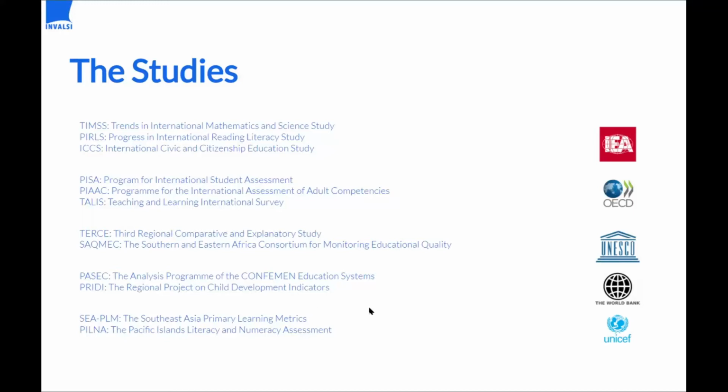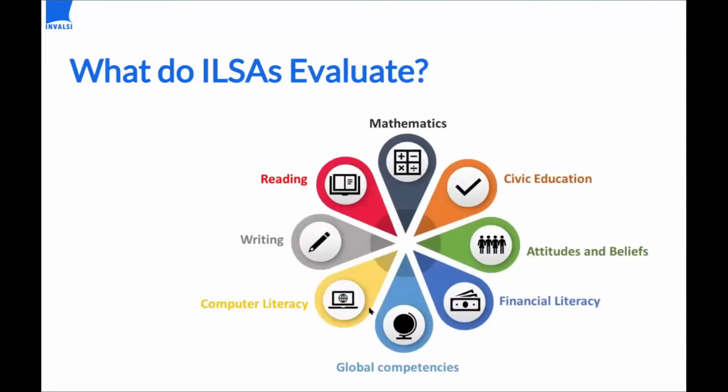What else? What do these ILSAs evaluate? Of course, at the beginning, it was only mathematics, reading, and science. But as they have evolved, they are now evaluating many different things. We have, as you know, mathematics, reading, and science. These are the main things, the first things that were started to evaluate. But then we also have some studies like the study in Southeast Asia and ERCE. They evaluate not only reading, but also writing literacy.